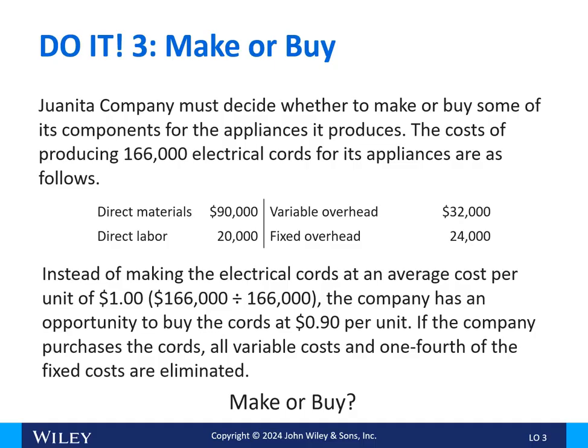Instead of making the electrical cords at an average cost per unit of $1, so $166,000 is the sum of those four divided by the 166,000 cords they make. The company has an opportunity to buy the cords at 90 cents per unit. If the company purchases the cords, all variable costs and 1/4 of the fixed costs are eliminated. Should they make or buy?